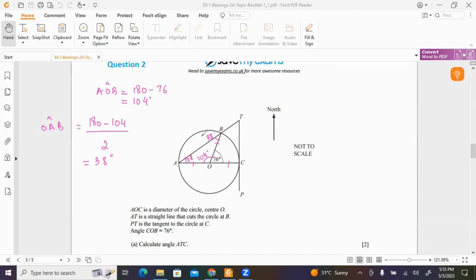Calculate ATC. Now ATC is left. PT is the tangent, so the angle at C is going to be 90. So angle ATC will be 180 minus 90 minus 38, which is 52 degrees. So 52 degrees is your angle ATC.